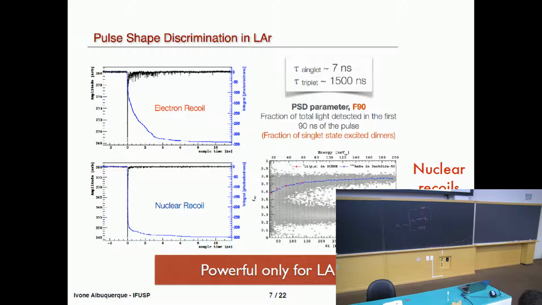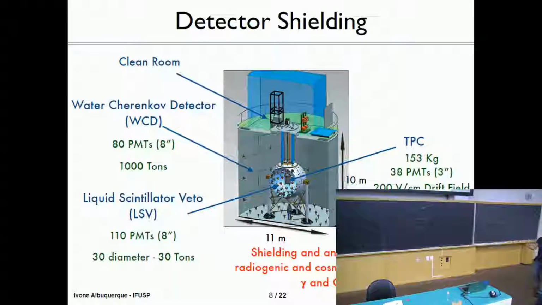So this F90 corresponds to this parameter, which is the light that's collected within the first 90 nanoseconds, and you can see a clear distinction. So we can use this to distinguish nuclear recoils from electron recoils, and this is very powerful for liquid argon, so that's why it's a good target for dark matter detection.